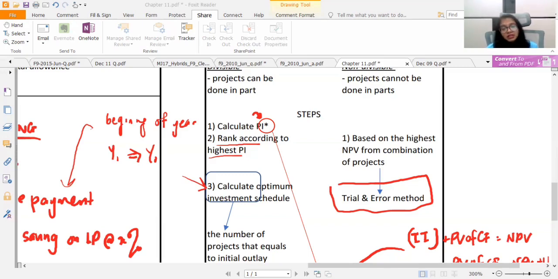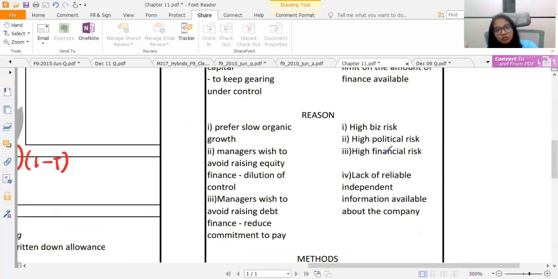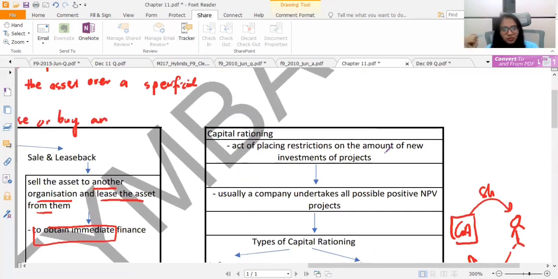All right. Now, with that, I've actually completed the explanation for capital rationing. I've also completed the explanation for soft capital rationing, hard capital rationing, and also the methodology. Now, guys, let's quickly go through this slide here and highlight whatever is important.